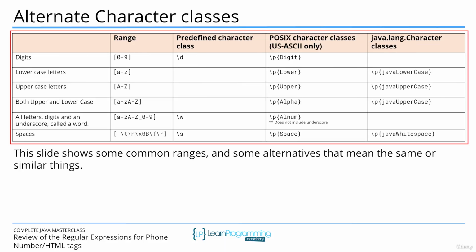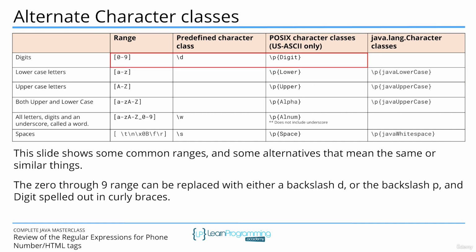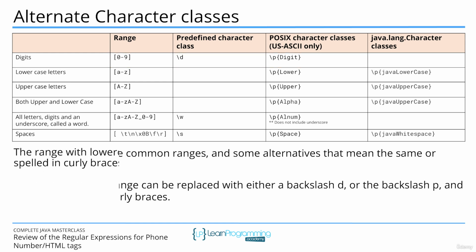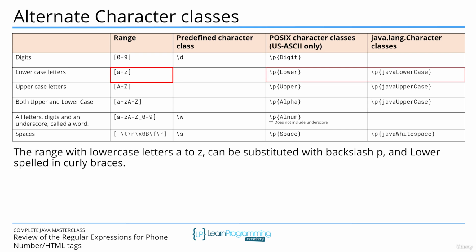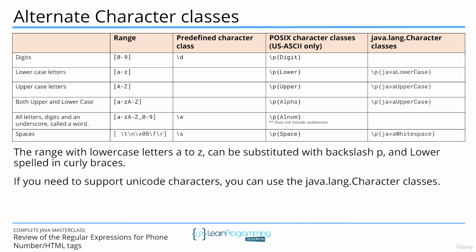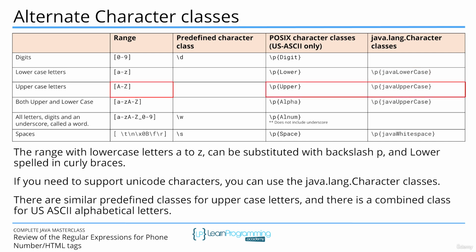This slide shows some common ranges and some alternatives that mean the same or similar things. I already showed you that the 0 through 9 range can be replaced with either a \d or the \p, and digit spelled out in curly braces. The range with lowercase letters a to z can be substituted with \p and lower spelled in curly braces. If you need to support Unicode characters, you can use the java.lang.character classes. So for lowercase, you can see this has Java lowercase in curly braces after the \p. There are similar predefined classes for uppercase letters, and there is a combined class for US ASCII alphabetical letters.